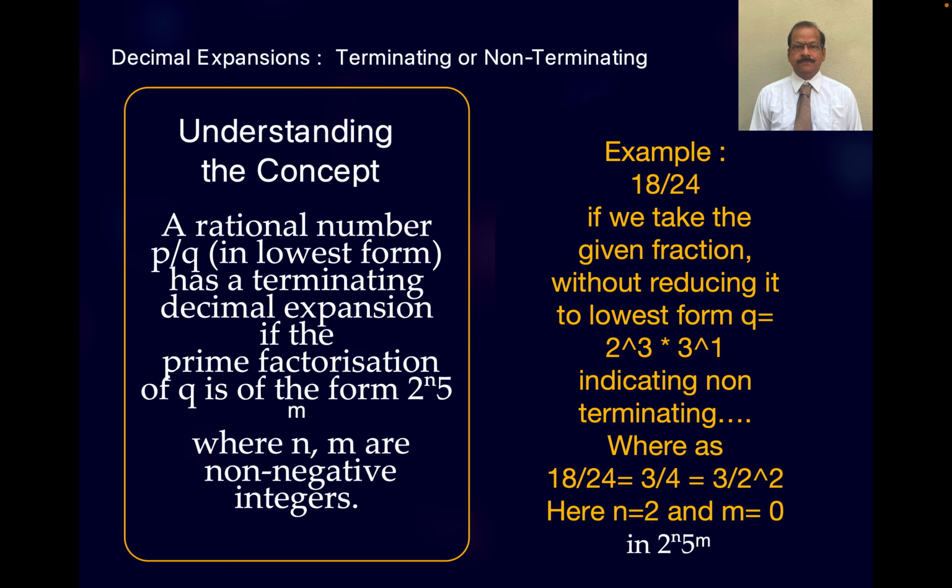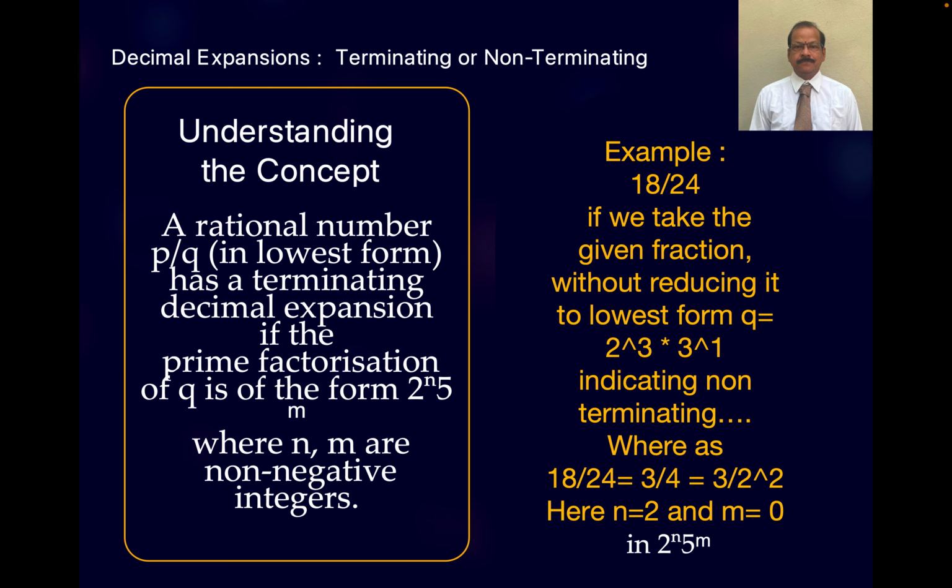As you are seeing in this particular slide, a rational number p by q in its lowest form has a terminating decimal expansion if and only if the prime factorization of the denominator q is of the form 2 power n into 5 power m, where n and m are non-negative integers. So, if you make an attempt to understand by an example, it will be more clear.